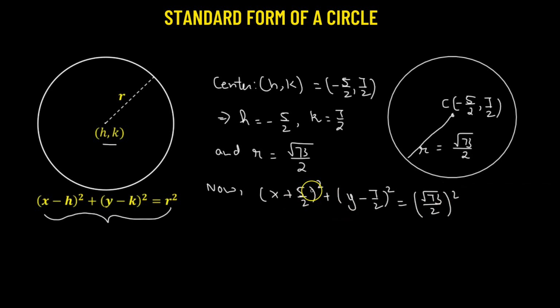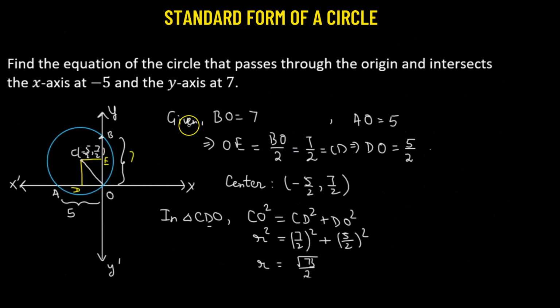So this is the equation of the circle in its standard form, and if we want to expand it, we're going to get x squared plus y squared plus 5x minus 7y equals 0. So this is going to be the equation of our circle. So let's go to the problem. The circle with the condition that it passes through the origin and it intersects the x-axis at -5 and the y-axis at +7.